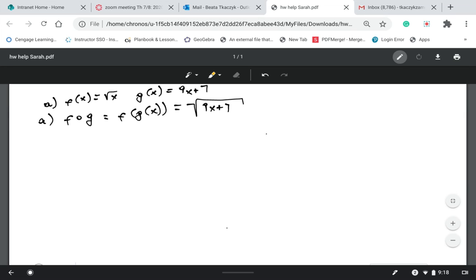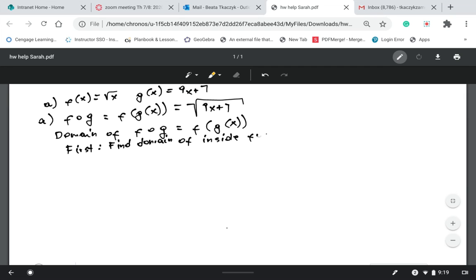Now, they ask you to find the domain of that composition, which is f composed with g. So again, domain of f of g of x. So how do you find the domain of a composition? First, you need to find the domain always of the inside function. In our case, the inside function is g of x.